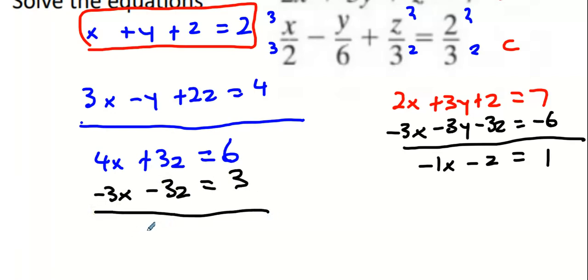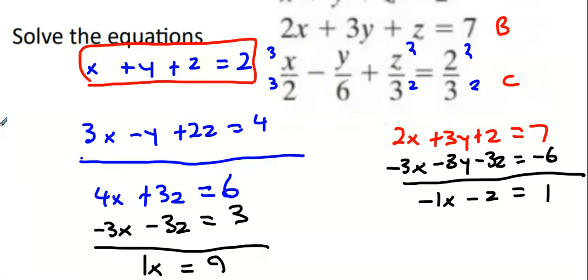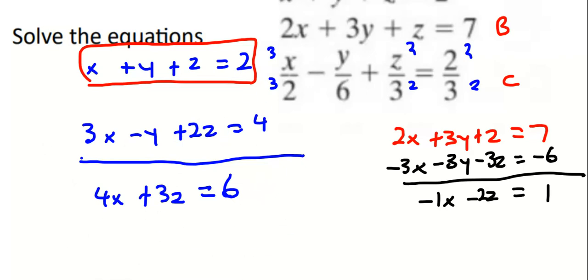Yeah, 1x equals 9. So, oh, not 9. I make a mistake. All right. Multiply this by minus 3. Add it to the middle one. 2z. Look at that. That's not great. All right, lads. That's where my mistake came in.